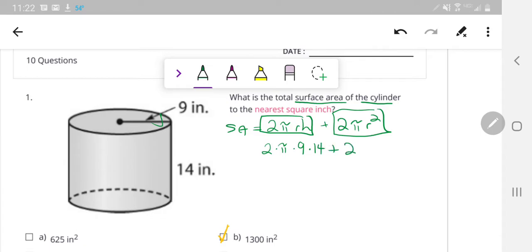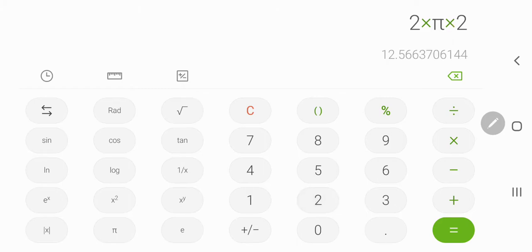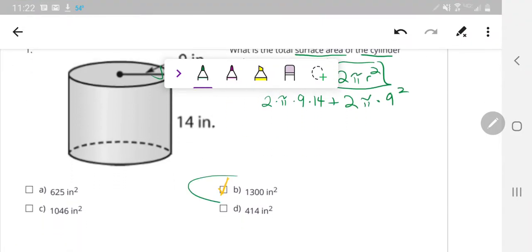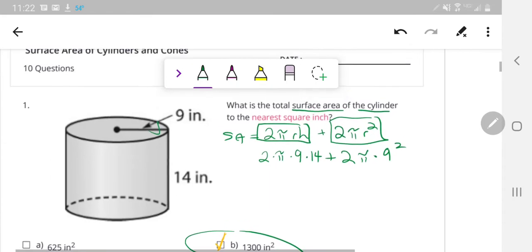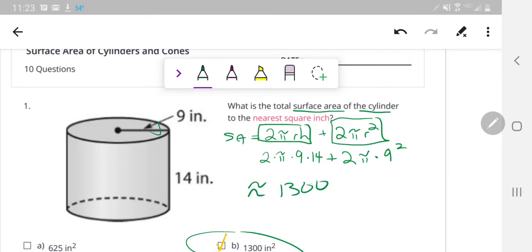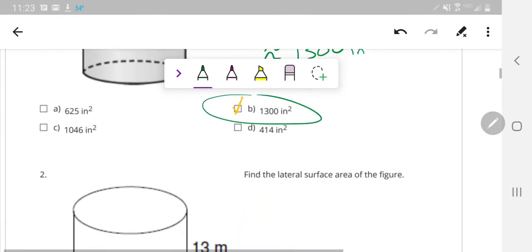I'm going to add to it 2 times pi times 9 squared. And now I'm going to quickly type that all in. 2 pi, clear, 2 pi times the radius, which is 9, times the height of 14, plus 2 times pi times the radius squared, which is going to be 9 times 9. That gives me about 1,300. And that is why the answer is 1,300, okay? So it gives me approximately 1,300, and that'd be inches squared. All right, next one.